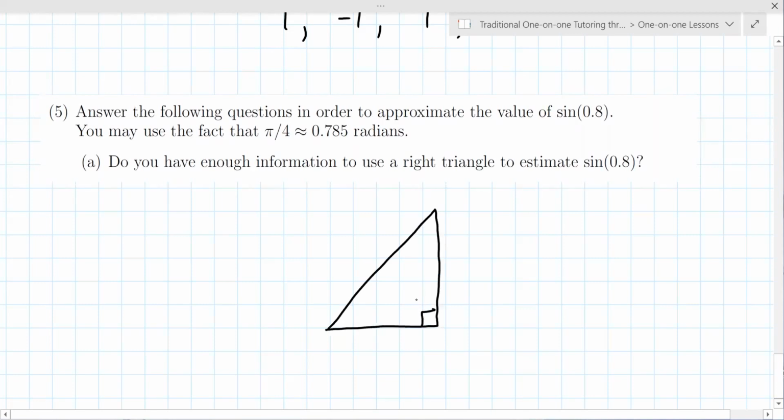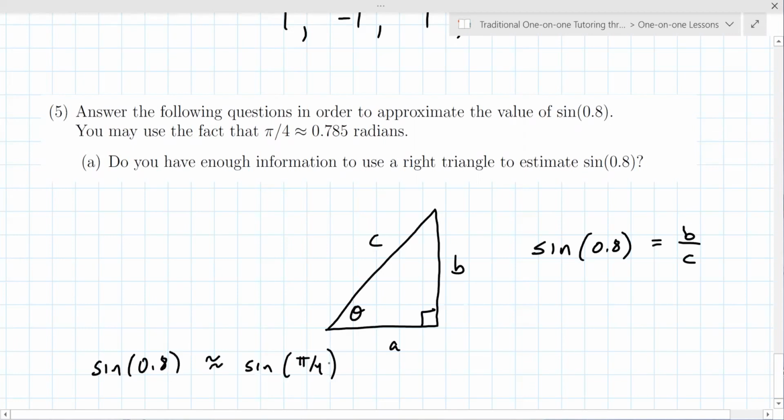So again, I'll call this theta, and I'll call this A, B, and C. They're saying, well, sine of 0.8, we know it's B over C from our picture above. What the instructor is trying to tell you is that sine of 0.8 is approximately sine of pi over 4, because pi over 4 is 0.785 and 0.785 is really close to 0.8. Because you did part 2, you know that this is square root of 2 over 2. So the answer is yes.